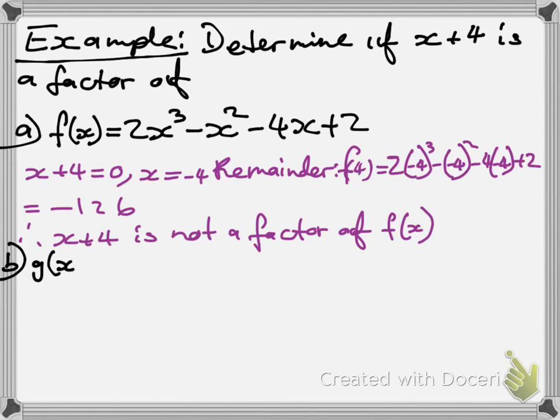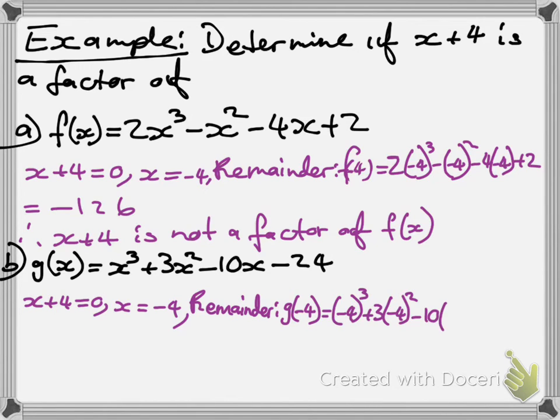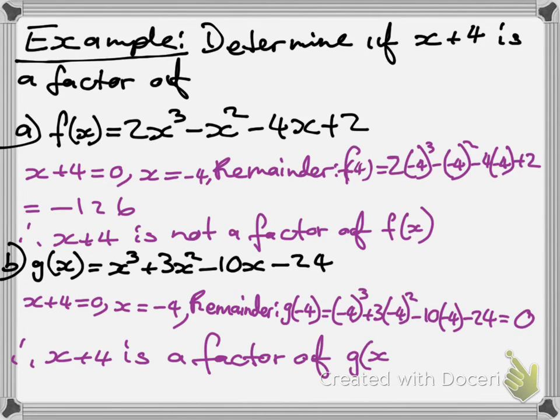And now we're given another function. g of x is equal to x cubed plus 3x squared minus 10x minus 24. Now I want to find out, is x plus 4 a factor? So we substitute again. Where there is x, we are going to be putting g of negative 4. And then we punch that into the calculator. You see that the remainder, g at negative 4, would be equal to 0. This means that x plus 4 is a factor of g of x. So once you have done that, now you can do your division and complete factorization, which is what we are going to be doing next.